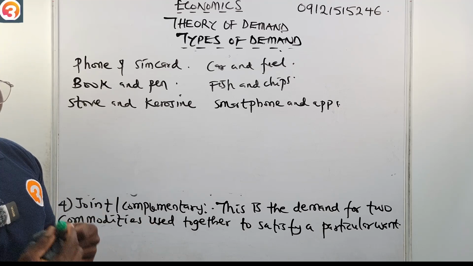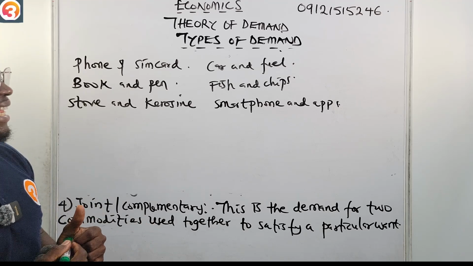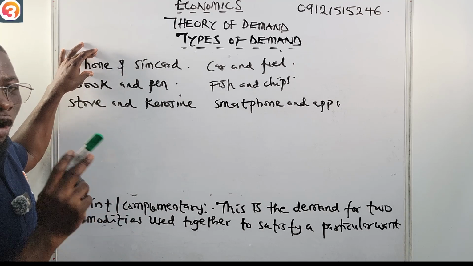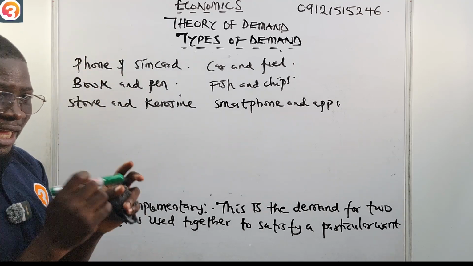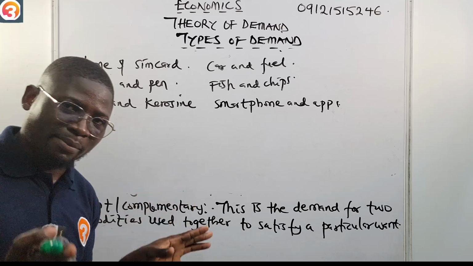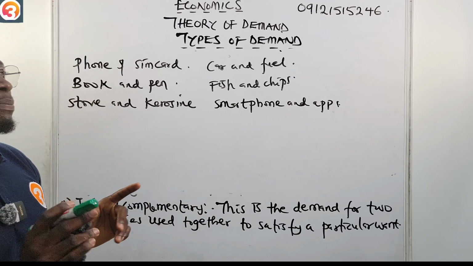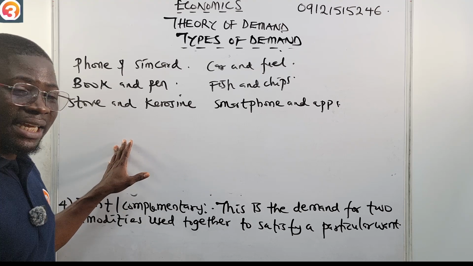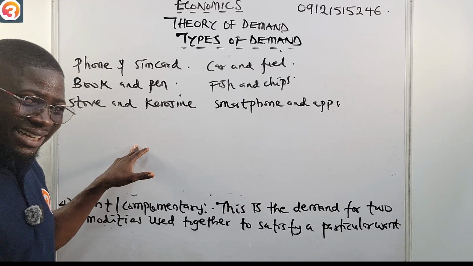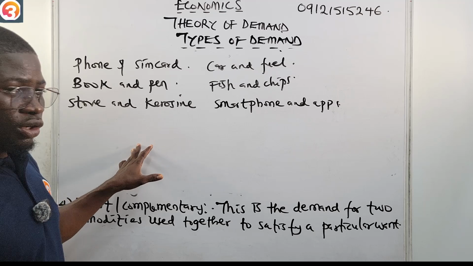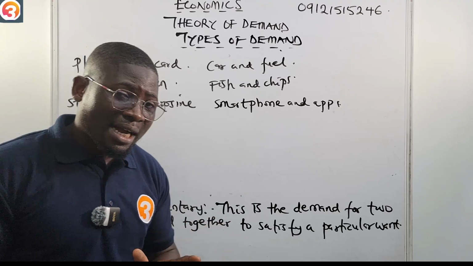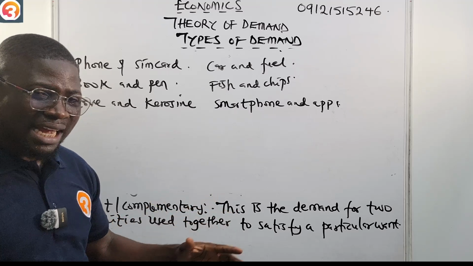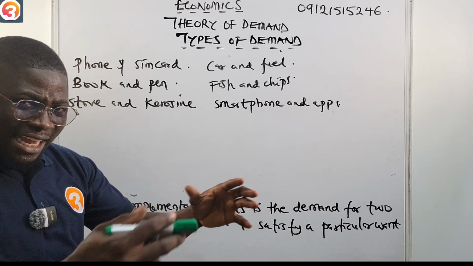But what is the effect of this? The effect is that an increase in the price of one commodity will affect the other. If you have two commodities, A and B, that are joint or complementary, an increase in the price of A, for example, will lead to a decrease in the quantity demanded of B. So joint or complementary demand is the demand for goods that include one another.